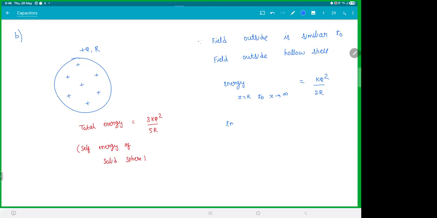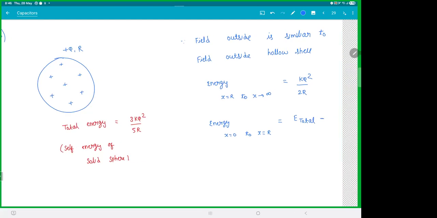From this argument, the energy inside, which is from x is equal to 0 to x is equal to r, must be the total energy, E total minus E outside. If you subtract this, you'll get 3 by 5 minus 1 by 2. How much is that? 3 by 5 minus 1 by 2, 6 minus 5, 1 by 10. The kq square by 10r.